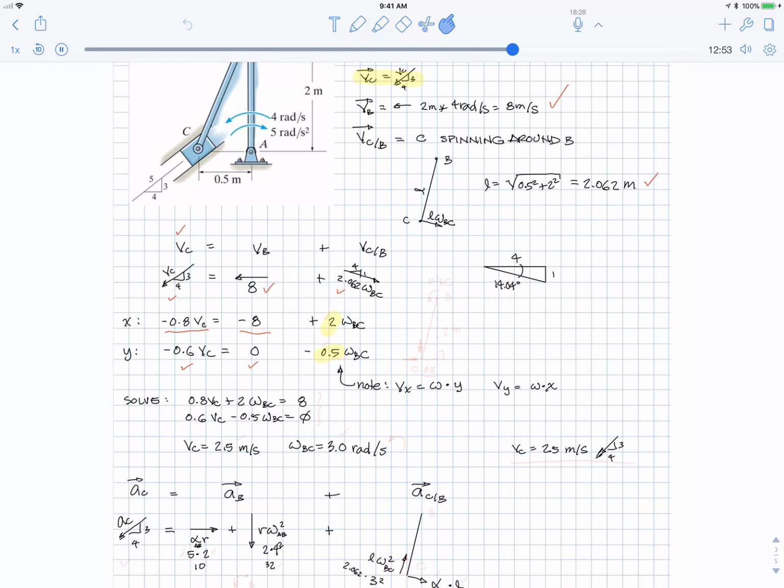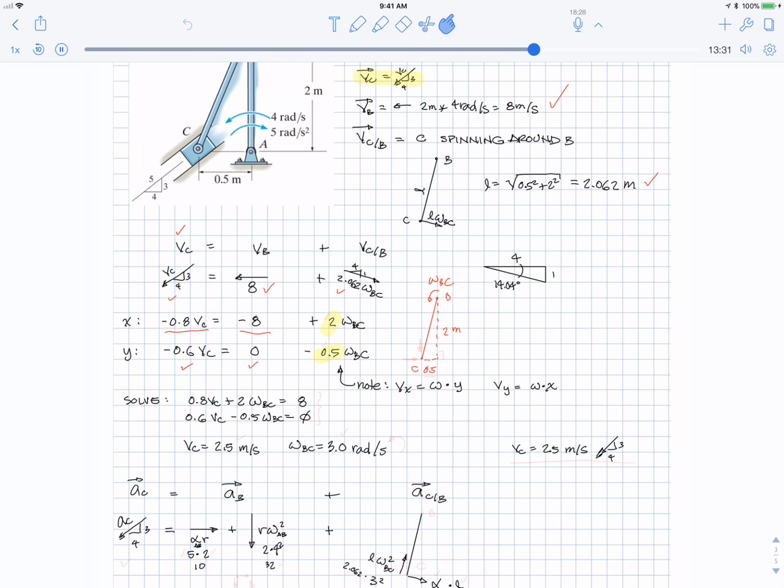So here's BC, and so there's B, there's C, and remember it's going at 4 radians per second counterclockwise, and this distance here was 2 meters, and this distance here was 0.5 meters. So, it's not going at 4 radians per second, it's going at omega BC, unknown omega BC. I'm sorry, let me write that, omega BC.